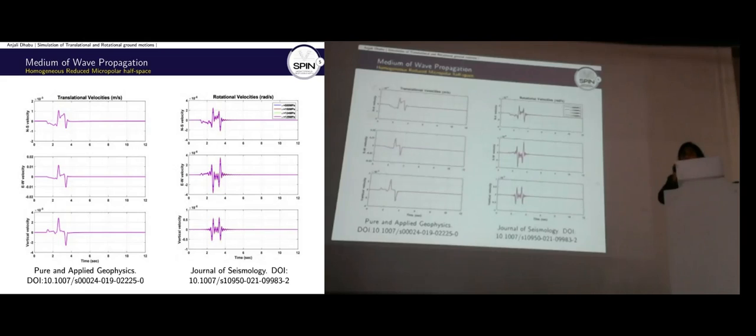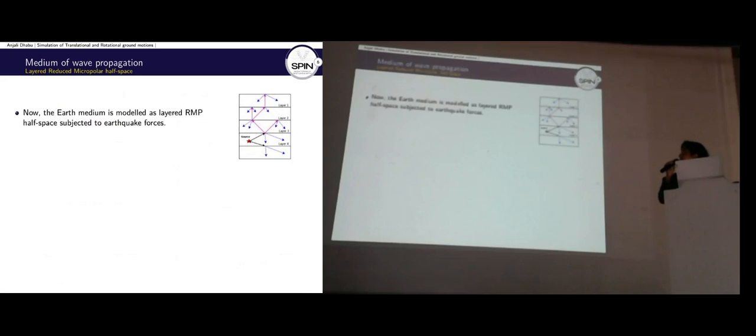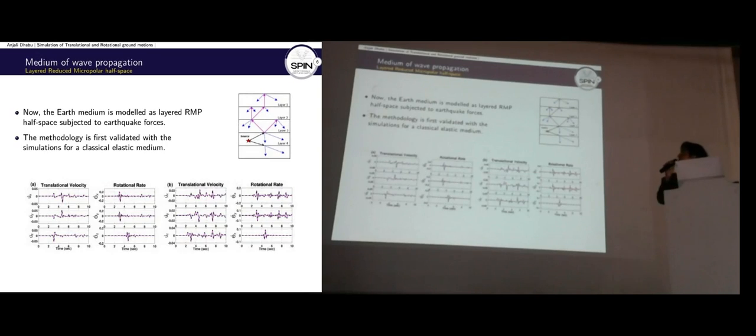However, this study was done for a homogeneous half space, and we know that it is not a very realistic way to model the Earth medium. So the next step was to model it as a layered reduced micropolar half space and to see how the rotations look. Again, in the standard way that a layered medium should be dealt with, I divided the problem into PSV and SH wave propagation and obtained the results for translations and rotations.